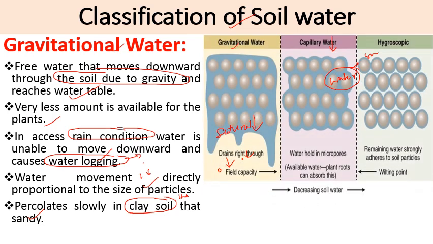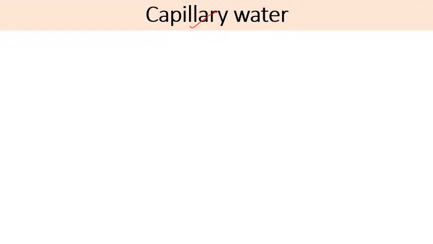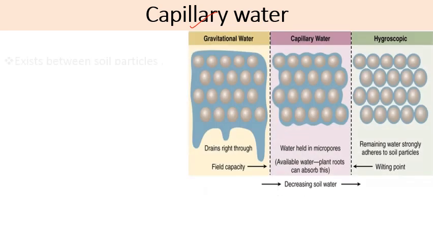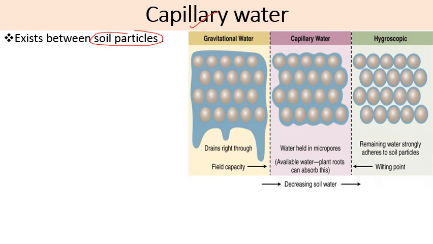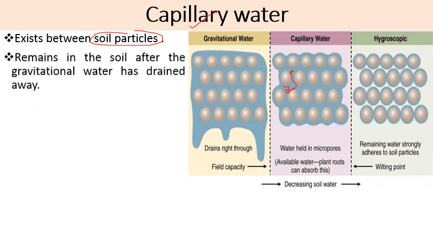So we have this gravitational water which moves downward under the force of gravity. Next water is capillary water. This is very important water which is available for the plants. This is the only form of soil water which is available for the plants. It exists between the soil particles. The soil particles hold this water, and this is available for the plant roots. So it remains in the soil after the gravitational water has drained away.